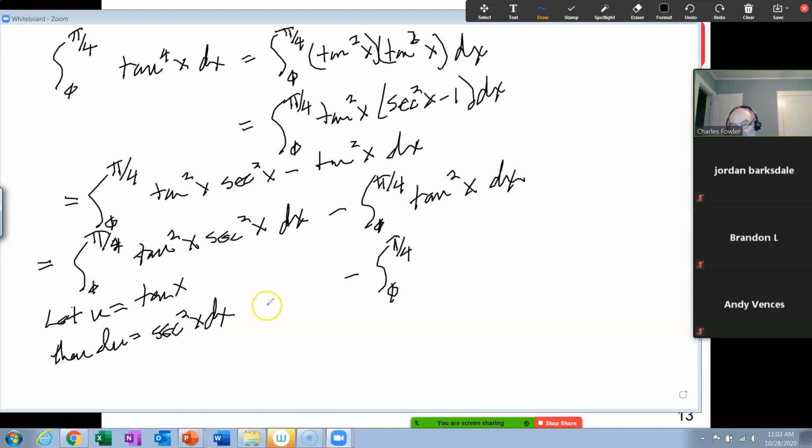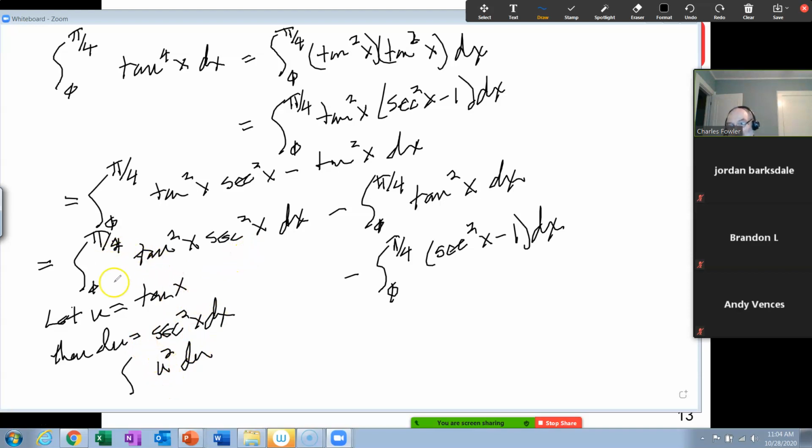Okay, now, wait just a moment. Well, we'll come back and do that. This will be, just like we did here, secant squared x minus 1. That's what tangent squared is. Okay? dx. All right. Now, when we do this first one, we've got three integrals here. This one, and that one. On the first one here, we're doing a u substitution. This is going to be the integral of u squared du, where u is tangent x, because du is secant squared x.